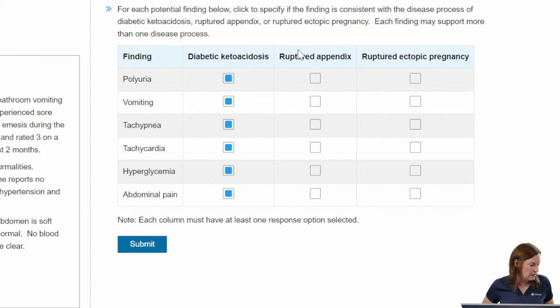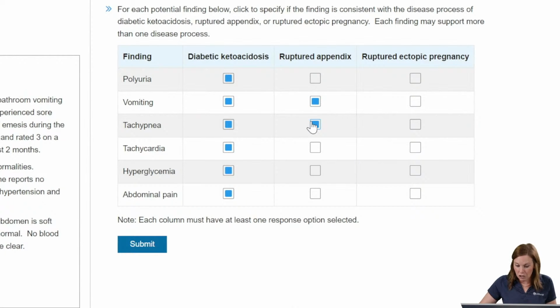So let me just make sure I'm covering everything you might need to know about this, and then we will go through and click these. So ruptured appendix, we're not going to have any implication with our urine. It's really going to be in our abdomen. We are going to have some vomiting because, as a response to all of that pain, we can have a lot of vomiting with our ruptured appendix.